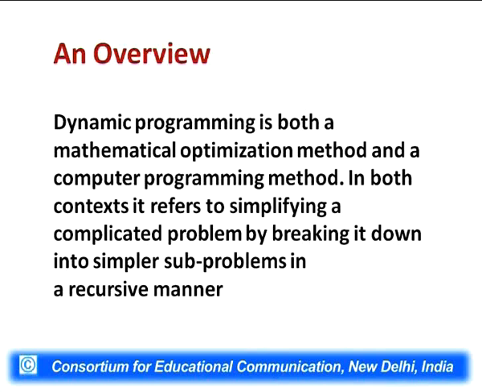So, in both contexts, it refers to simplifying a complicated problem by breaking it down into simpler sub-problems in a recursive manner. Recursive manner means we follow the same procedure for the different parts of the problem. We find a solution, we come back and put the solution in order, and then we go to the second part, then the third part, and the fourth part, and the last part, in a recursive manner, and then finally we get a solution to the problem.